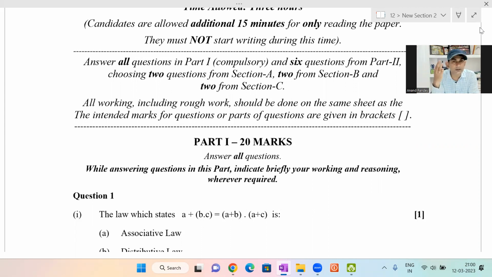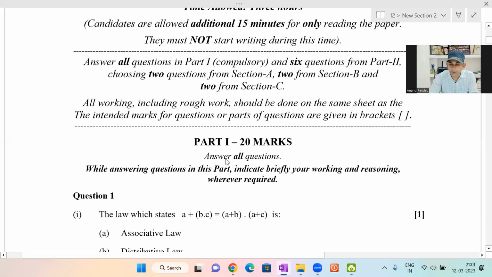Then section B will have 3 questions, more specifically, section B will have 3 programs. Out of those 3 programs, you have to attempt only 2 programs, each of 10 marks, again 20 marks. And last, section C will have 3 questions. Out of 3 questions, you have to attempt only 2, each of 5 marks, meaning 10 marks. So 20 marks section A, 20 marks section B, and 10 marks section C. 20, 20, 10 means a total of 50 marks for part 2. Part 2 will have 50 marks and part 1 is of 20 marks. This is the pattern.